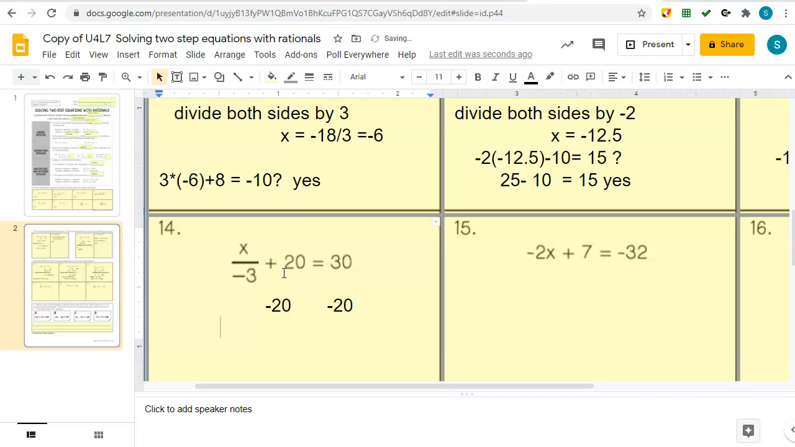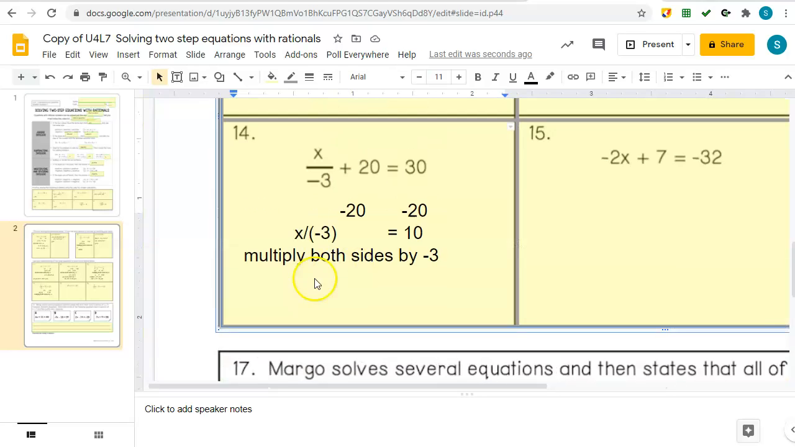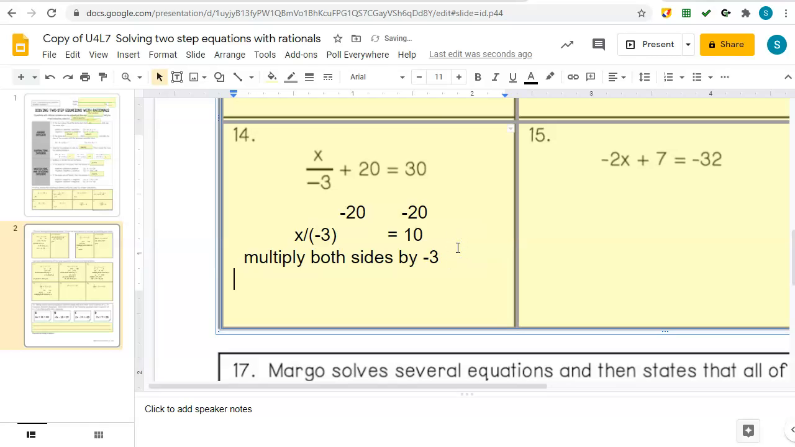Okay, so then we get x divided by negative 3 equals, oh, and again I should line up those equal signs. It does make things easier to see that we're doing something on each side of the equal sign. That's 10. Now we multiply both sides by negative 3, because that's how we get rid of a divide by negative 3. Oh, something went wrong. So we get x equals, well, 10 times negative 3 is negative 30.